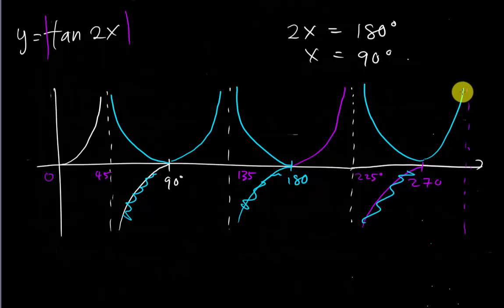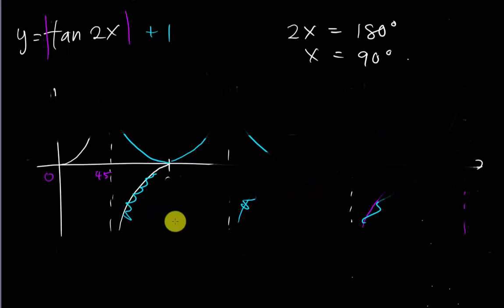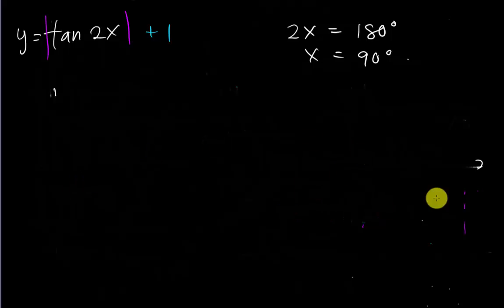Okay, this is what happens to the tangent graph. Of course, it still can plus 1, plus 2. It's exactly the same thing. If it's plus 1, you just start from the 1. Actually, if they want to plus 1 or minus 2 for the tangent graph, it's the same thing. So if it's only like this, it's actually quite simple.